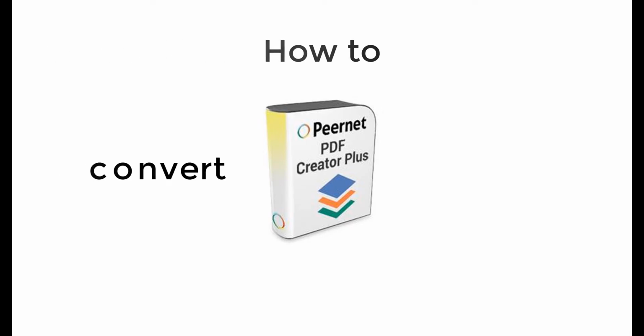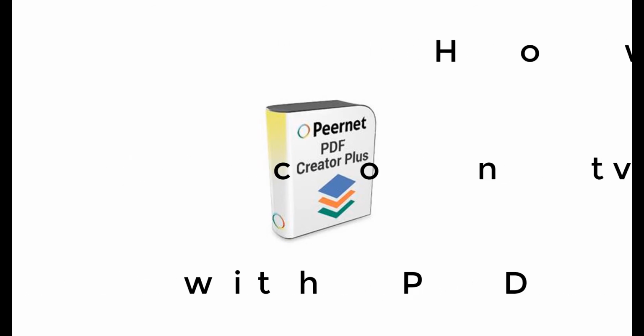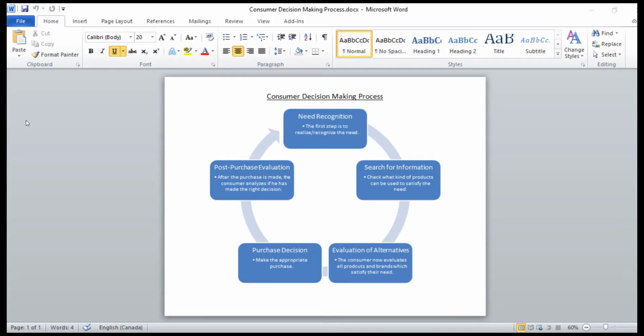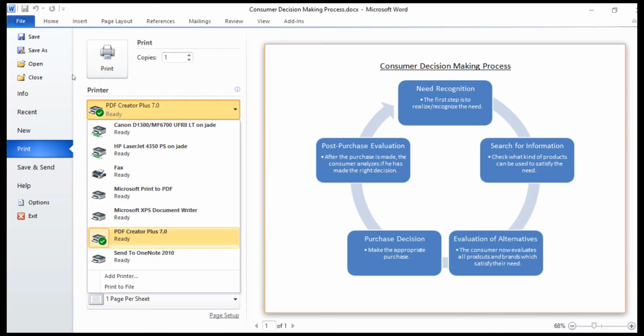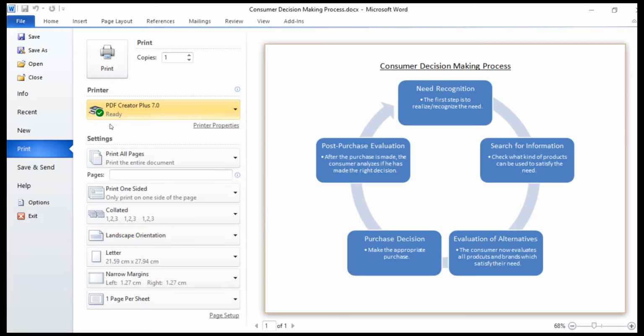How to convert to an enhanced metafile or EMF with PDF Creator Plus. Converting to EMF is as simple as printing to PDF Creator Plus. Begin by opening your file, in this case a Word document. Click File, Print. Then select PDF Creator Plus as your printer and click Print.